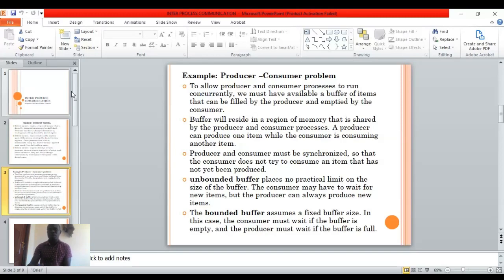But with the bounded buffer, we have some limitations: the consumer must wait if the buffer is empty, and the producer must also wait when the buffer is full. That's how the bounded buffer works, because of the fixed size involved in this case. The consumer must wait when the buffer is empty, and the producer also must wait if the buffer is full. That is how it operates.